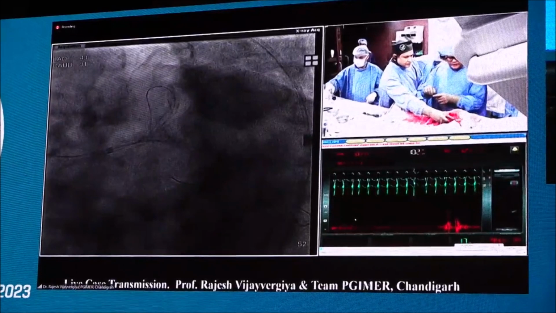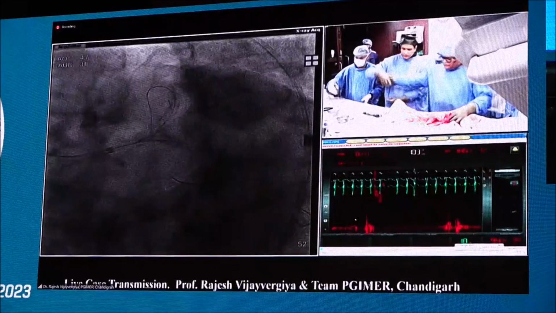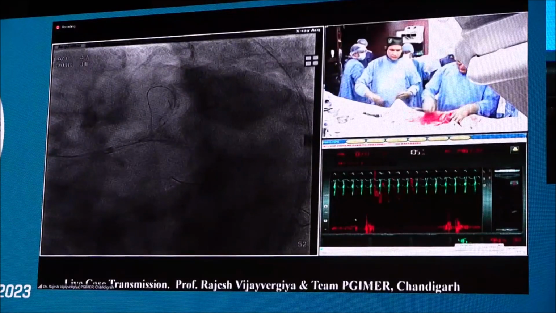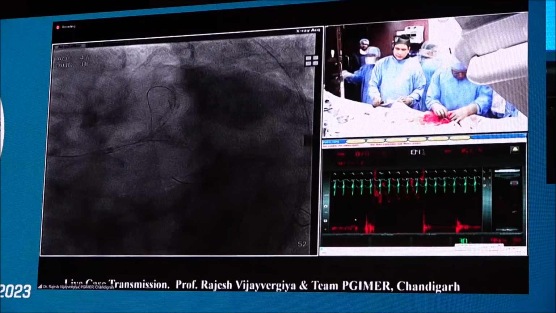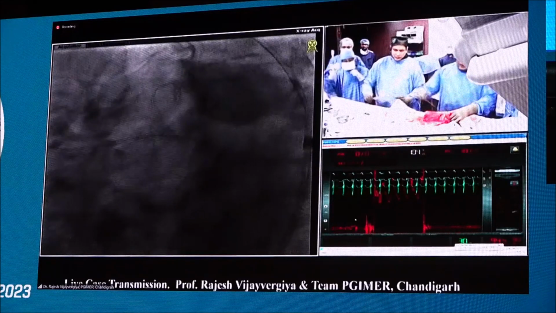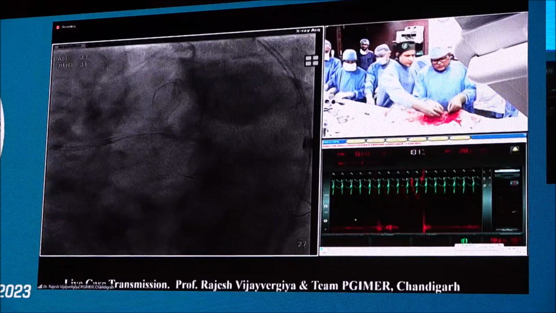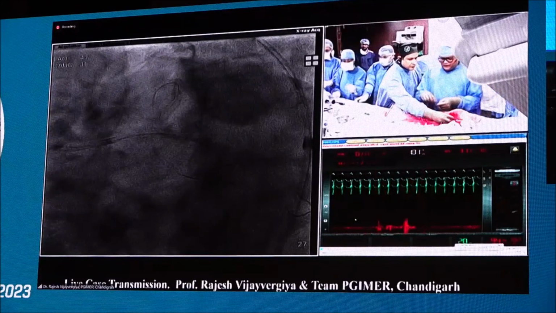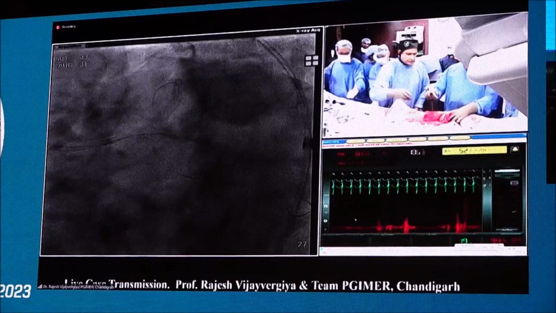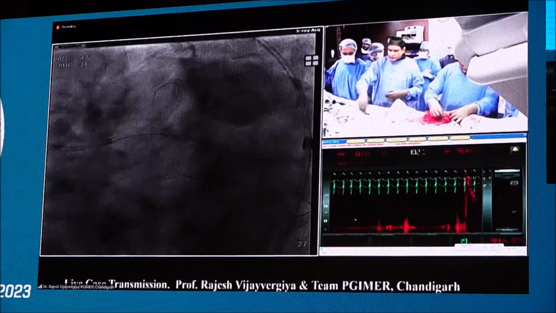Any comment? Till now, I think it's looking good. I think we would be interested to see the OCT after the POT. Okay, another 2 minutes to you, Dr. Rajesh. Fine. So, a 4.5 by 8 balloon for the POT, please. Any comments from the panelists?